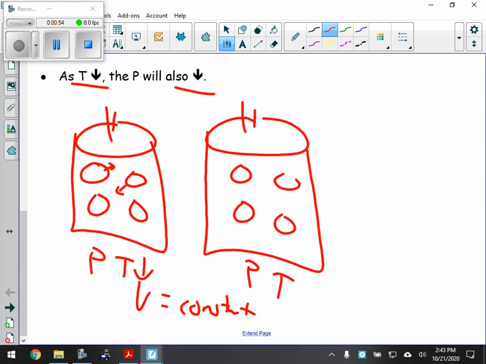Is this like why the grease cans can't be heated though? Yes, kind of, but yes. We'll talk about that in a second.